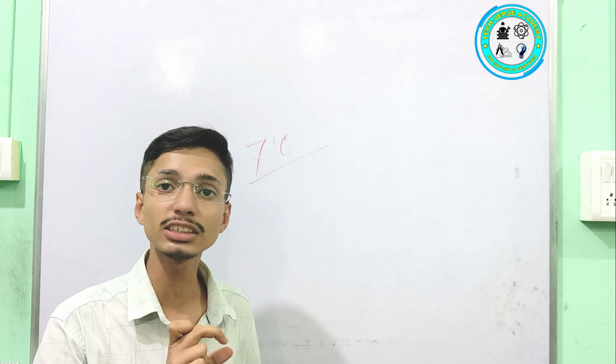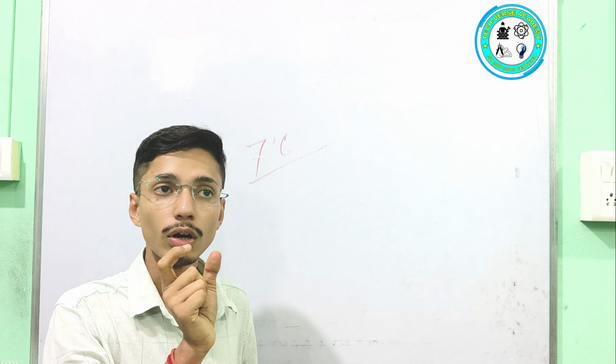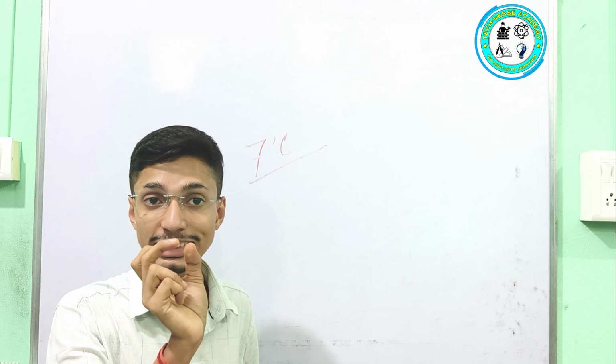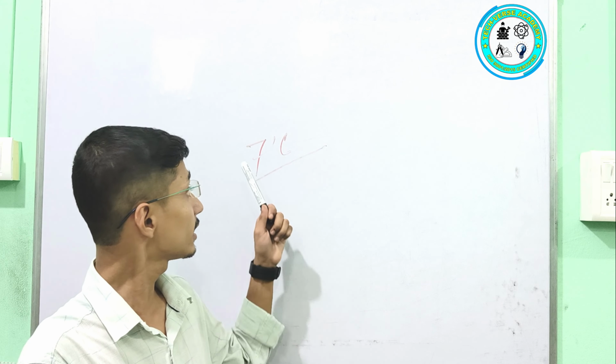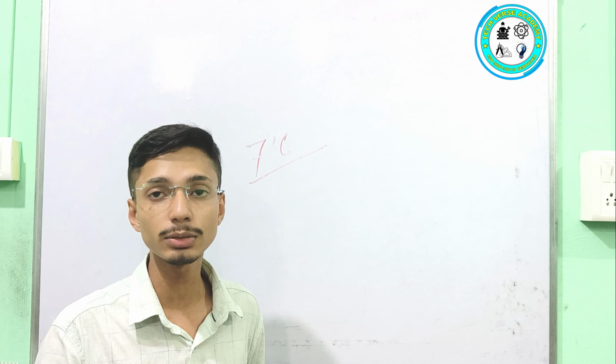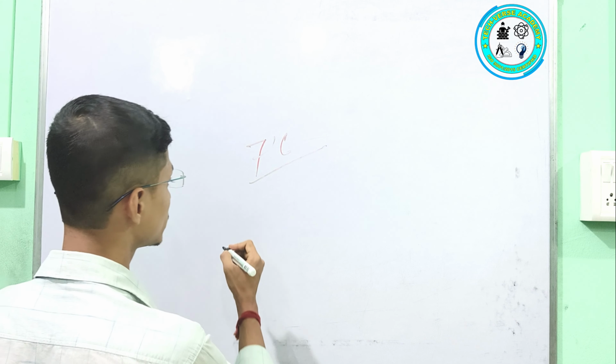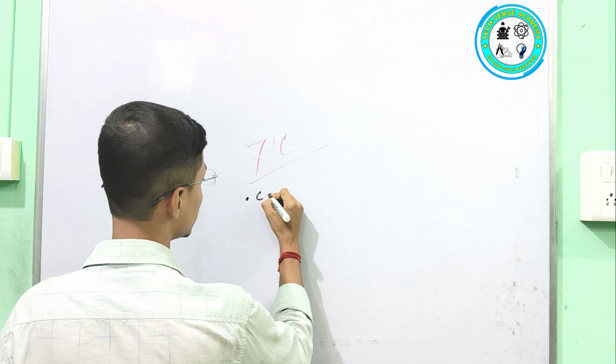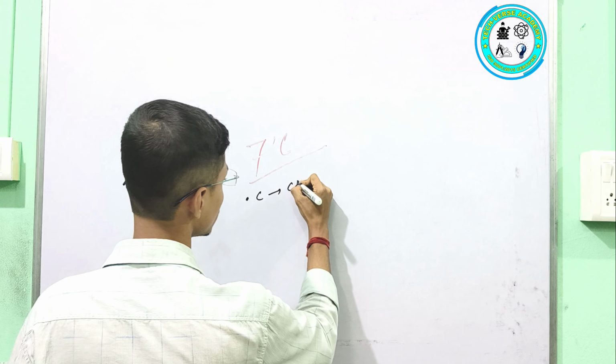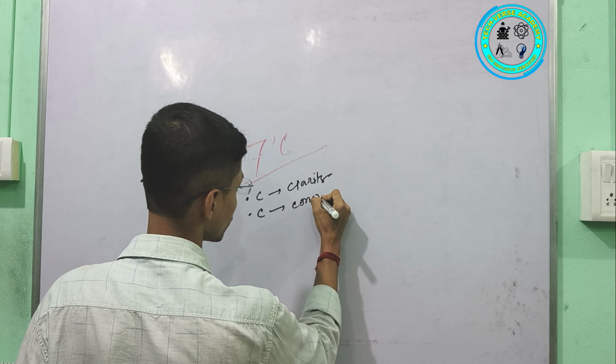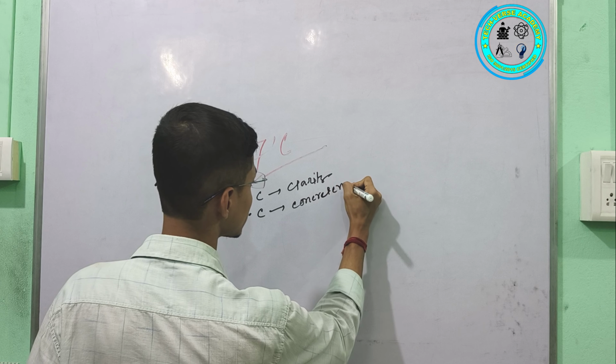As we know, communication starts with the alphabet C. So here are 7 C's which are used in our communication process. Those 7 C's make our communication process successful. So what are those C's? First C is clarity. Second C is concreteness.